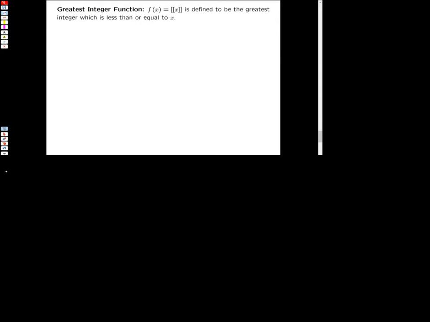The greatest integer function is defined to be the greatest integer less than or equal to x. So let's look at some examples. What is the biggest integer less than or equal to minus 1? Minus 1, because minus 1 is an integer. How about minus 1/2? What is the biggest integer less than or equal to minus 1/2? 0 is bigger than minus 1/2. Negative 1. How about minus 1 over 10?